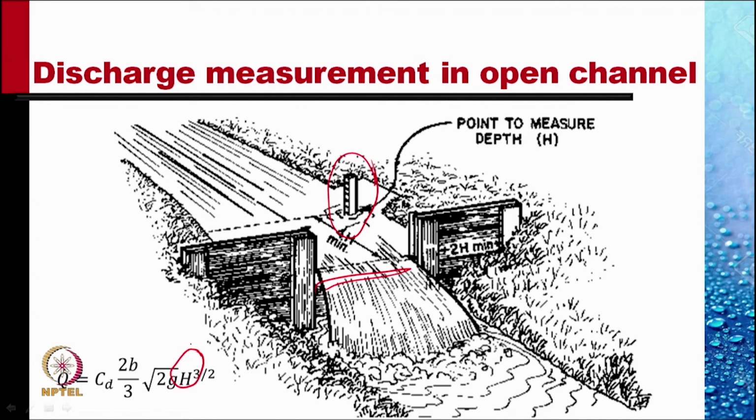If we know the width b, using this equation, Q dot is equal to Cd times 2b by 3 times the square root of 2g times H raised to the power 3 by 2, we can measure the discharge rate. Cd is called the discharge coefficient, and this discharge coefficient is actually a factor of ignorance. There are a lot of assumptions that were made in deriving this formula. So Cd is an experimentally determined coefficient that corrects for those assumptions.